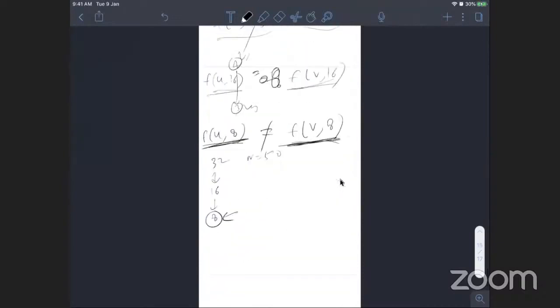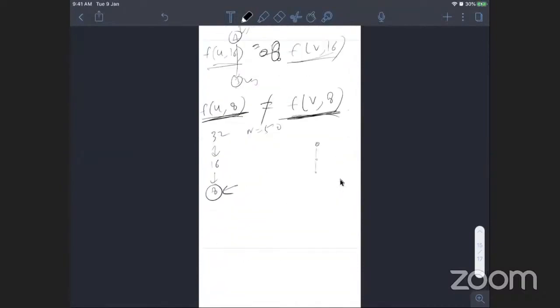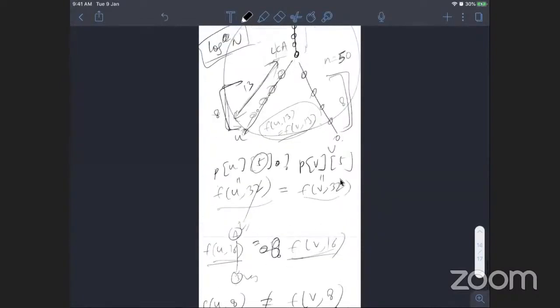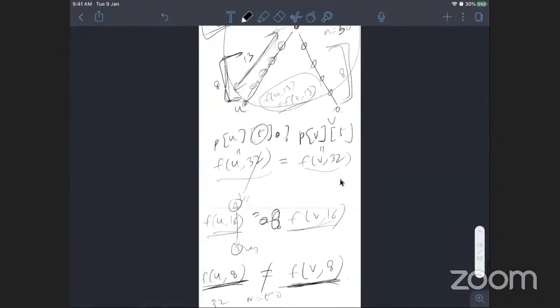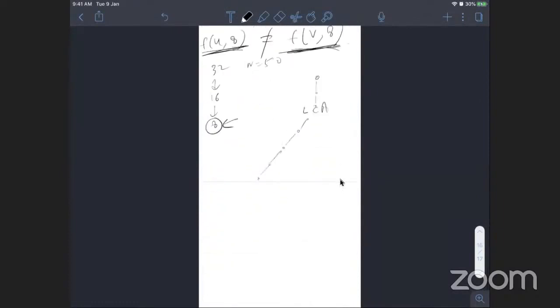How will the tree look after the 8 jumps? There'll still be this LCA node. And then out of 13, I've killed 8, right? How much is left? 5 is left. So U is here, V is here, and this distance is 5, and this distance is 5.